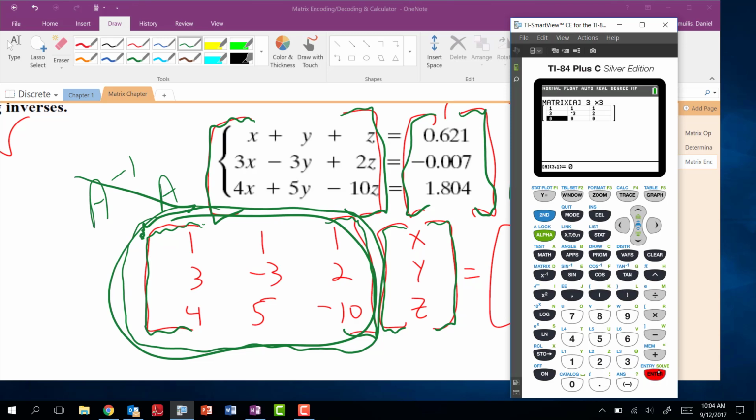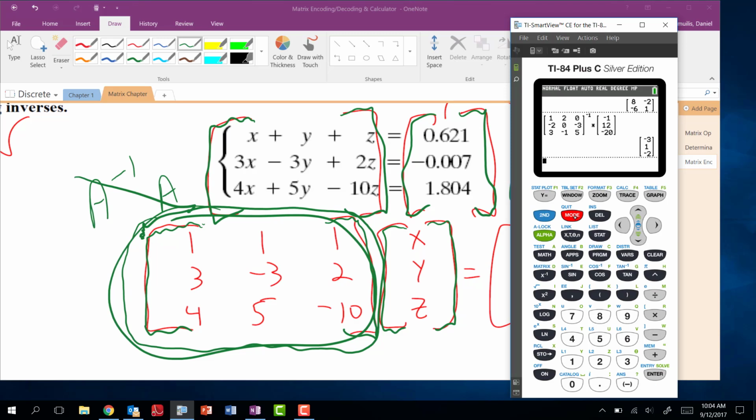2, enter. 4, enter. 5, enter. Negative 10, enter. Now here's what's bad. Do hit enter and make sure you see that negative 10 click in. Here's what's good. This is matrix A and it's saved. So I can second quit and get out of there, and it's still in there.